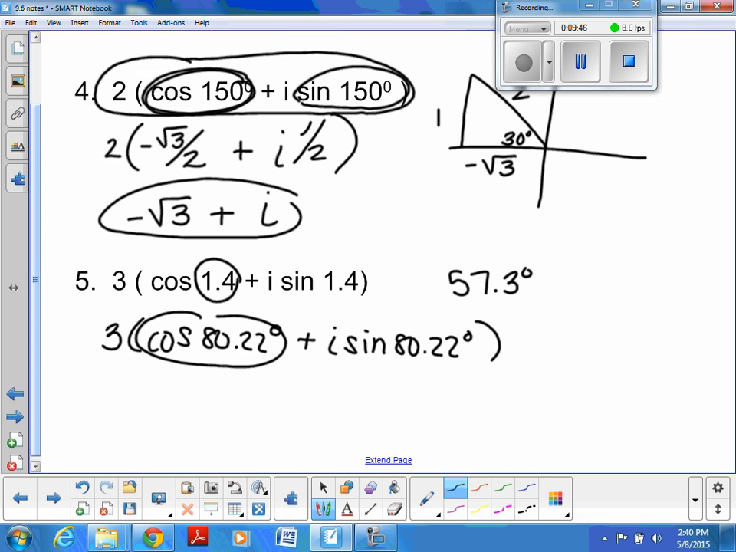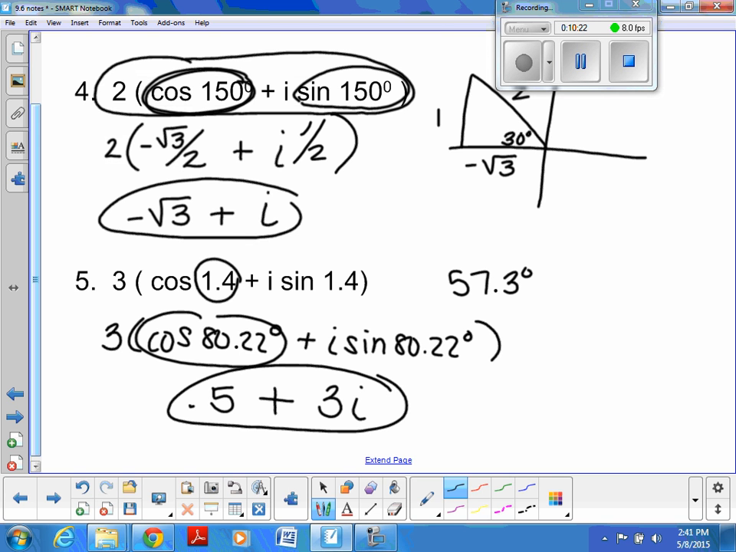Do you want me to finish it, or you guys get it? You guys get it, right? So, you want the answer. Cosine of 80.22 times what? 0.5. 0.5 plus sine of 80.22. 0.98, but then I'm going to multiply it by 3. You're going to get close to 3 at 2.95. So I'm just going to go 3i. Final answer. 0.5 plus 3i.